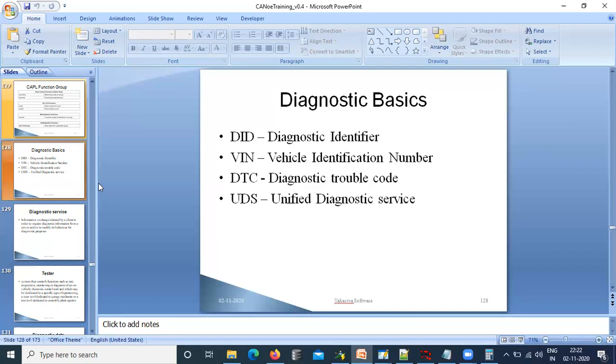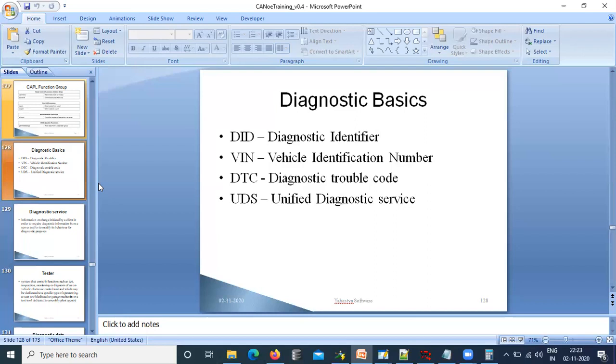So, what does P2 CAN server mean? It refers to the time in which the ECU server should be able to transmit a proper diagnostic response, either positive or negative, to a tester. When the tester requests the server, it should send either a positive or a negative response. It should not be an NRC 78, response pending.